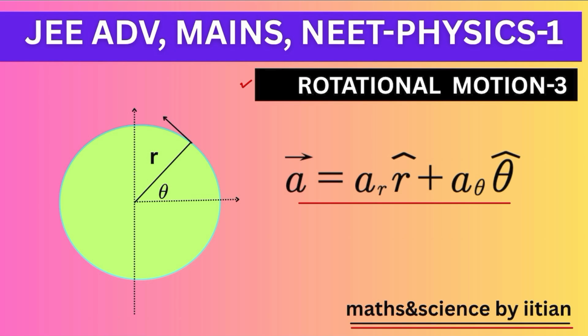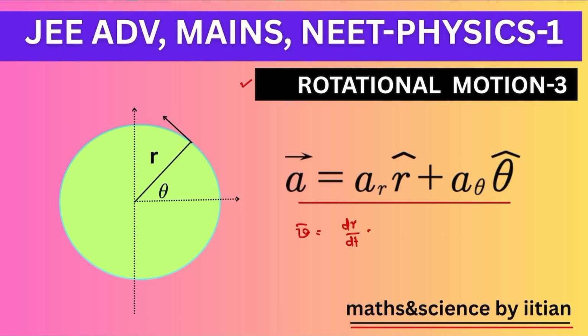It was very long. Now in this video I will be taking up not only the velocity but also the acceleration in rotational motion. The velocity equation which I gave in the last class was v = dr/dt r cap + r dθ/dt θ cap. Why have this r cap and theta cap come? Because there are two variances that take place in rotational motion.